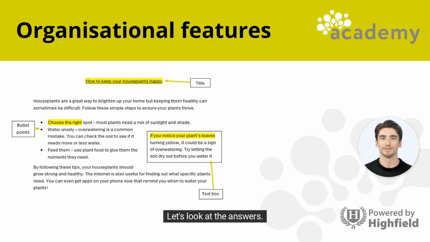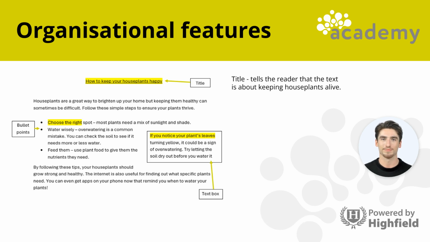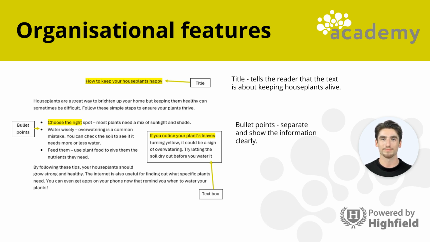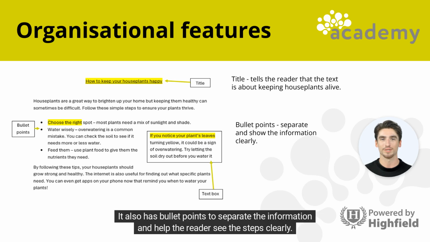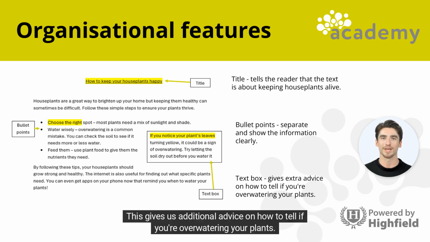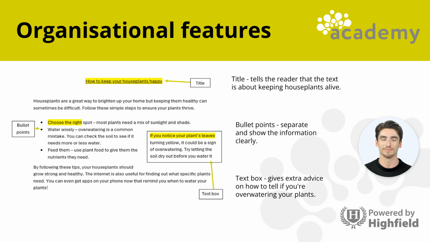Let's look at the answers. We were looking for 3 organizational features. In this text, we can see a title. This tells the reader that the text is about keeping your houseplants alive. It also has bullet points to separate the information and help the reader see the steps clearly. We can also see a text box. This gives us additional advice on how to tell if you're overwatering your plants.